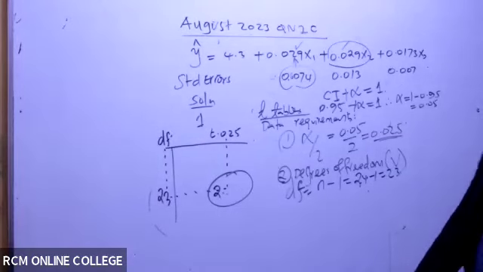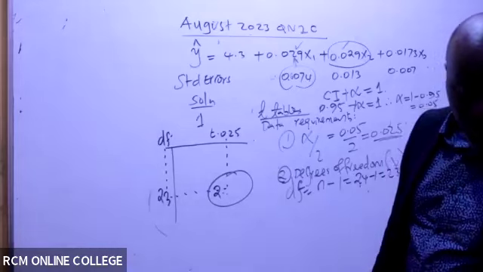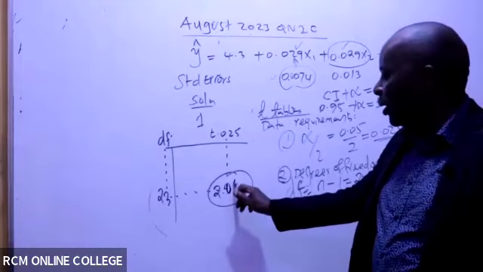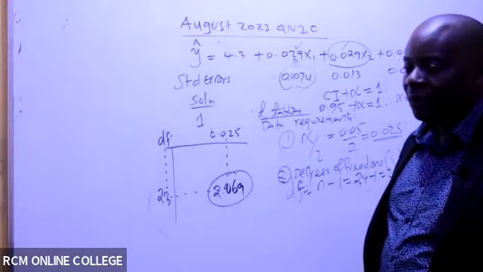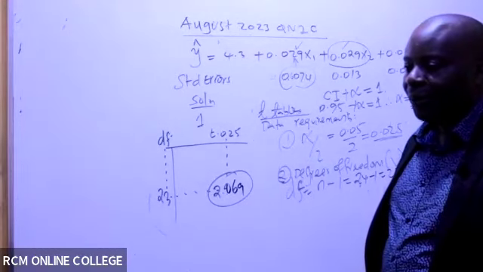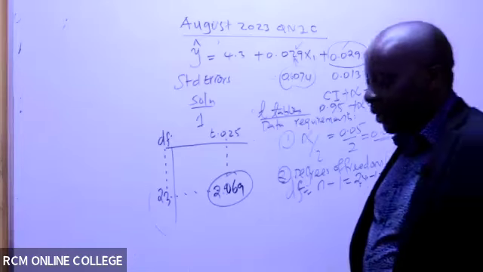Can somebody remind me this figure? It is supposed to be 2.069. It could be more in your table. Great, then now we can go to X2.